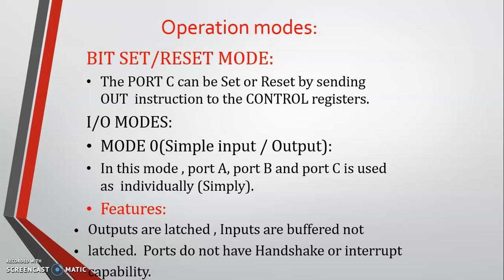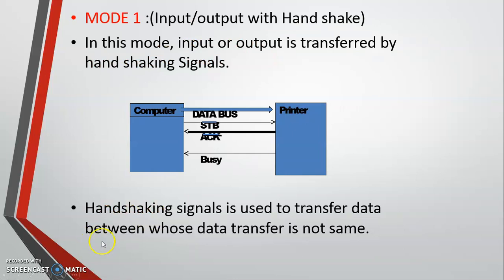The feature of this port is that the outputs are latched, inputs are buffered, not latched, and ports do not have handshake or interrupt capability. The next mode is mode 1. This is a strobe I/O mode in which port A and port B can be initialized as an input-output port. However, port C is used to provide only handshaking signals. The handshaking signals are used to transfer data where data transfer is not safe.